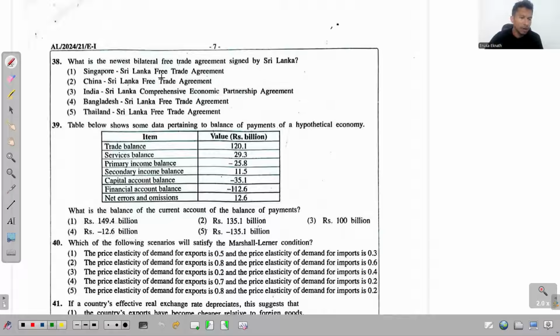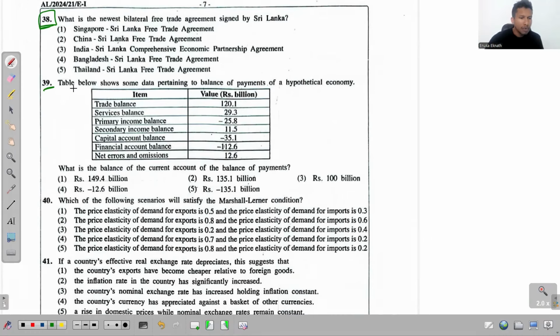So the newest one. We don't usually discuss these questions. So we'll skip this one because these things change year to year. Right. Look at this question 39.